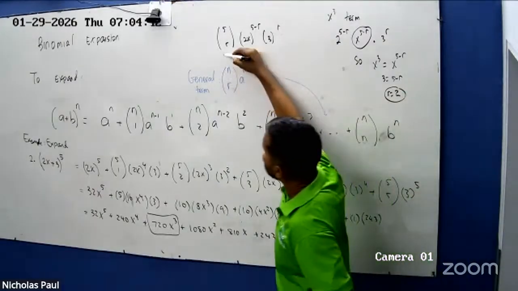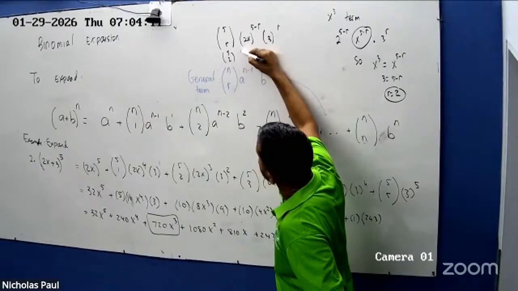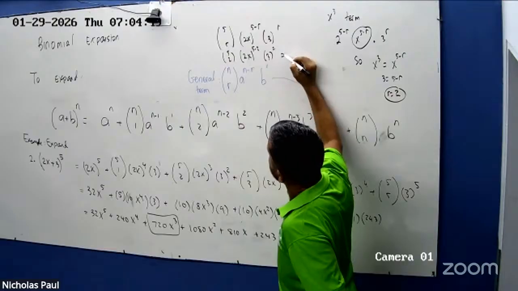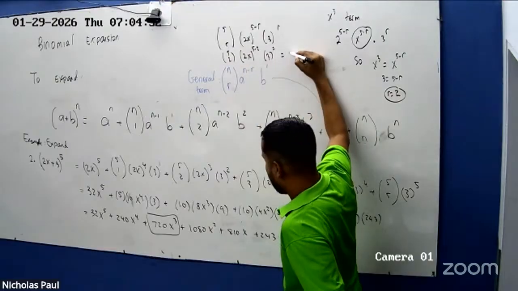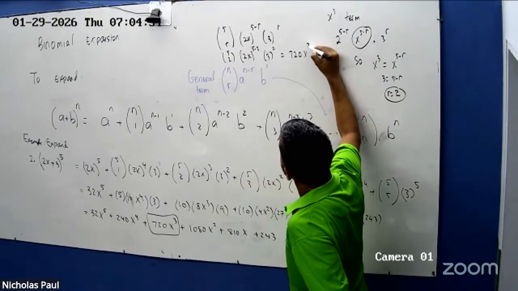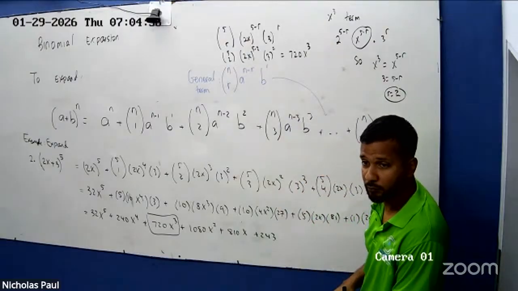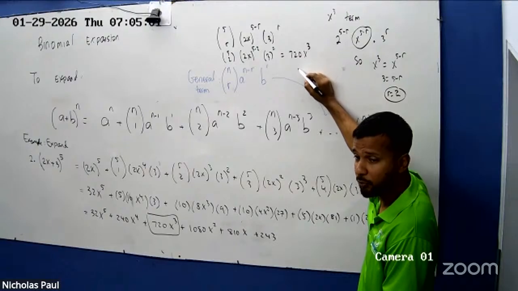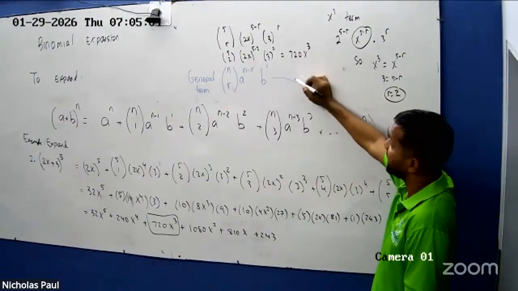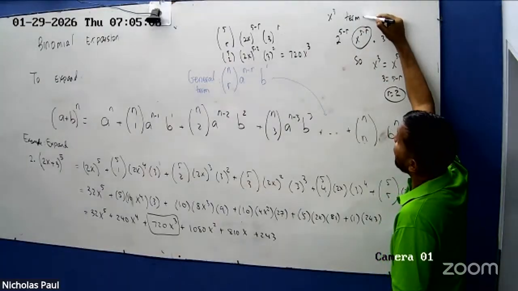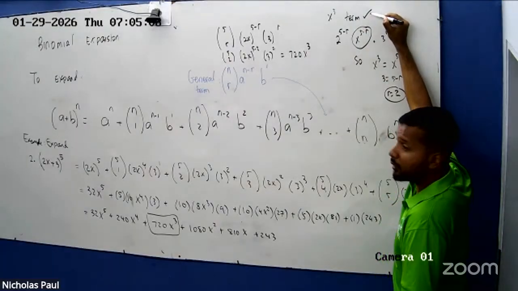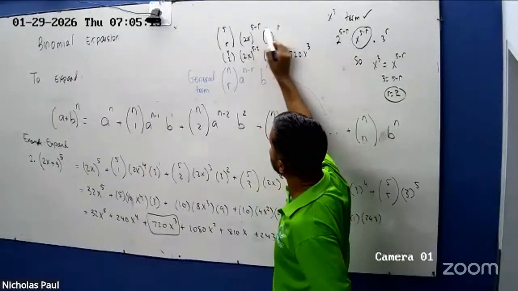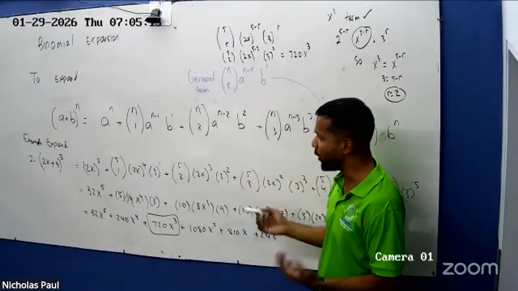So now I can come here and say, well, 5C2 times 2x to the 5 minus 2 times 3 squared. When I work this out, I will get 720 x cubed. That's okay? This is the x cubed term. So all we're doing, for those who are now listening, is getting the x cubed term. So we plug in n, r, a, b. We don't know r. We know everything else.